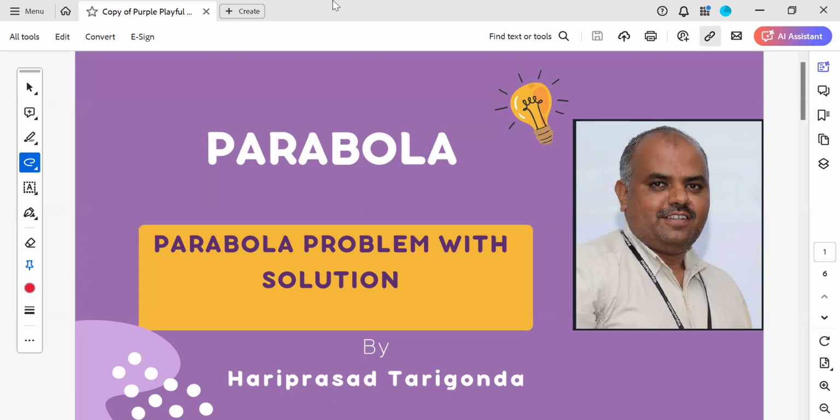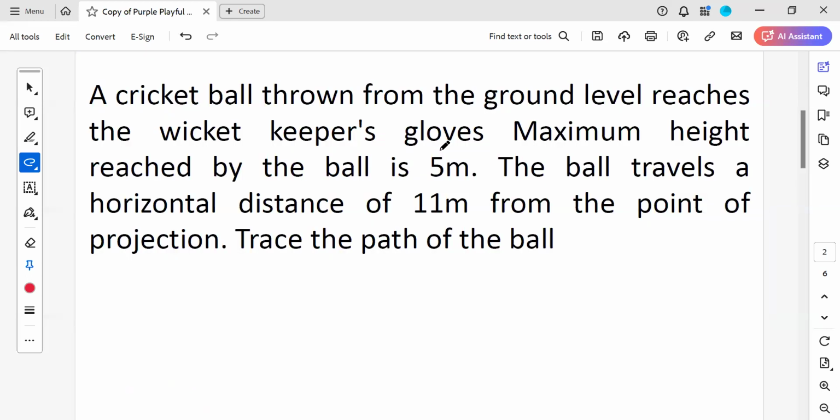Let us go to the problem straight directly. So the problem given is: a cricket ball thrown from the ground level reaches the wicket keeper. The maximum height reached by the ball is 5 meters. The ball travels a horizontal distance of 11 meters from the point of projection.